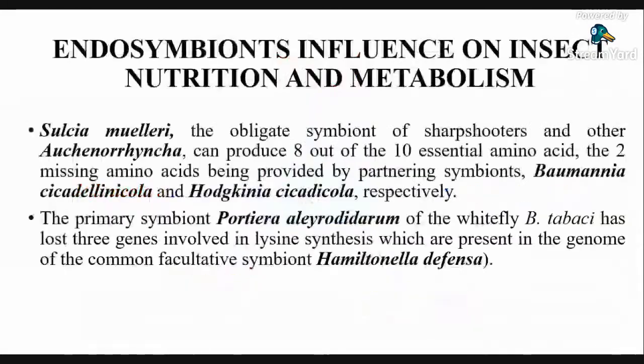Endosymbionts' influence on insect nutrition and metabolism. Sulcia muelleri, the obligate symbiont of sharpshooters, can produce eight out of 10 essential amino acids, the two missing amino acids being provided by partnering symbionts Baumannia cicadellinicola and Hodgkinia cicadicola, respectively. The primary symbiont Portiera aleyrodidarum of the whitefly Bemisia tabaci has lost three genes involved in lysine synthesis, which are present in the genome of the common facultative symbiont Hamiltonella defensa.